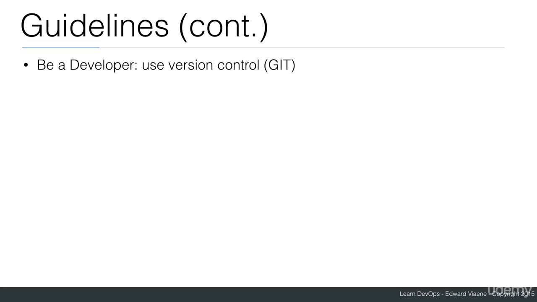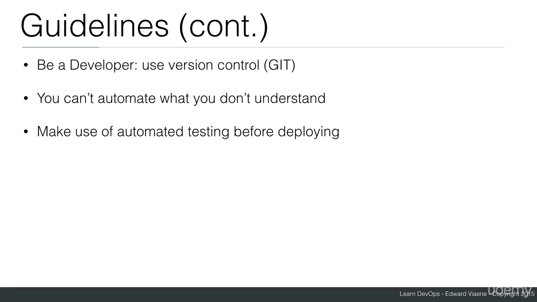If you are an ops guy, be a developer. Use version control, preferably Git. Also, make sure you understand your infrastructure. You cannot automate what you do not understand. Make sure you use automated testing before deploying. This ties back to the continuous delivery process. If you are doing continuous delivery very well, application deployment will also become more predictable.